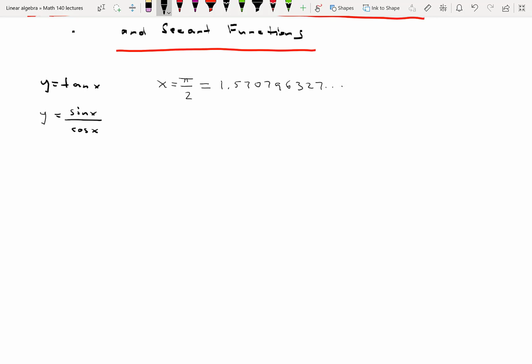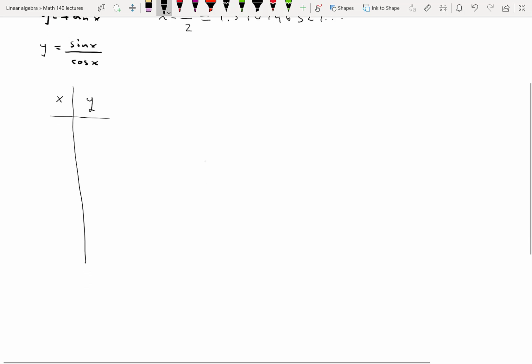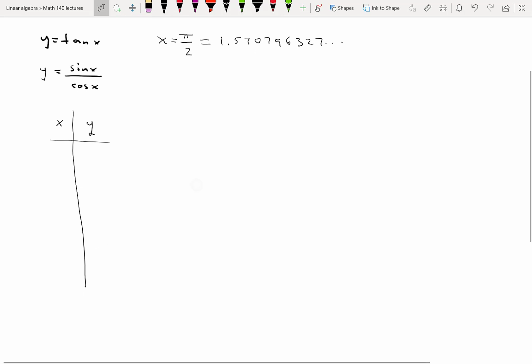So what I'd like to do is let x get close to that value and see what happens with the graph of the tangent function. So let's construct a chart of values the way we did for our very first exposure with the sine function. And let's choose values that are getting progressively closer to pi over 2. Well, we need to start somewhere, so let's start with 0. 0 is pretty close to 1.57, etc. It's not that close, but in the scheme of things, it's pretty close.